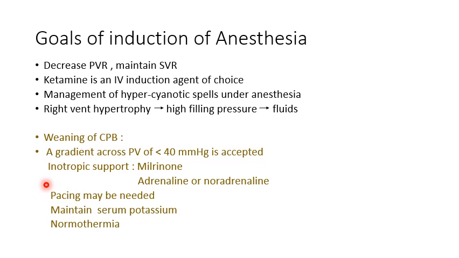Weaning from cardiopulmonary bypass is done with inotropic support in the form of milrinone, which is a phosphodiesterase inhibitor that decreases the pulmonary vascular resistance, and adrenaline or noradrenaline to increase systemic vascular resistance and increase contractility. Pacing may be needed. Maintain normal serum potassium and normothermia. Use tranexamic acid and platelet transfusion if there is a coagulation disorder.